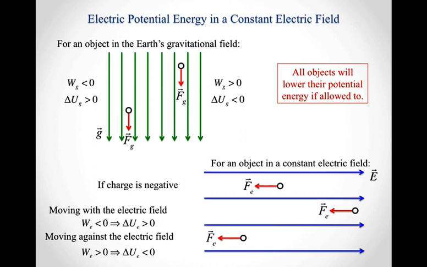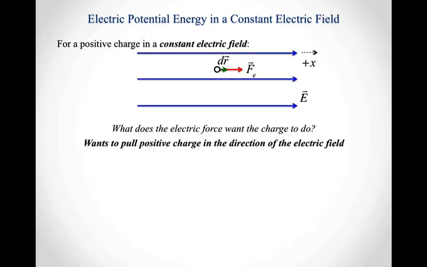So do I have a positive charge or do I have a negative charge? Let's derive an equation here for how we can calculate the change in the electric potential energy in a constant electric field. So let's say I've got a positive charge. That way I know that the electric force and the electric field are going to point in the same direction. Let's assume that I move that charge in the direction of the electric field.